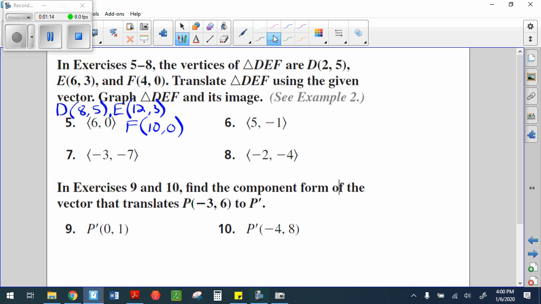For number 6, we're going to translate 5 to the right and down 1. So 5 to the right from that 5, and then down 1. So I'm going to add 5 to every x value, and I'm going to subtract 1 from every y value. So D is going to be 2 plus 5 is 7, sorry, D prime. And then 5 minus 1 is 4. I'll go back and put my prime values on D, E, and F.